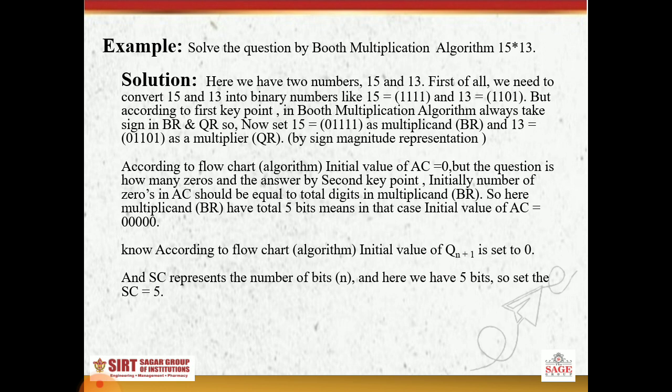Now let's take an example. Solve the question by Booth algorithm. There is an example of 15 into 13. Here we have two numbers, 15 and 13.